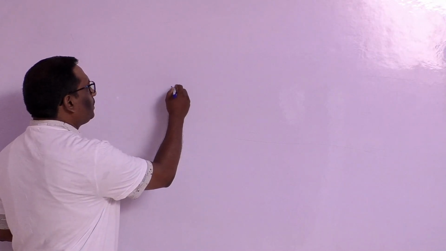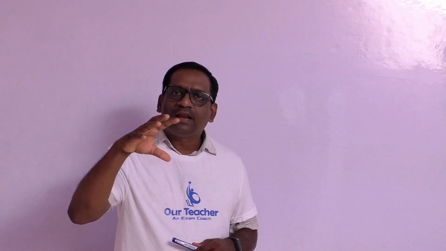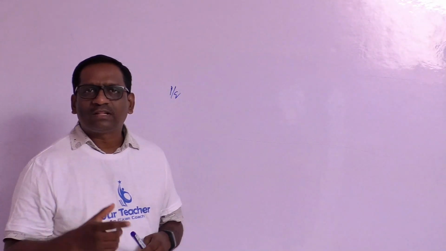So what are rational numbers? A number which can be expressed in the form of p by q is called a rational number. That means the number we are able to express in the form of a fraction. More than that, some numbers exist which we are unable to express in the form of p by q. What are those numbers?